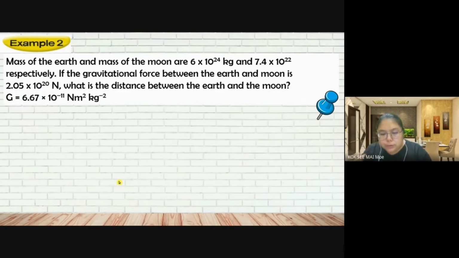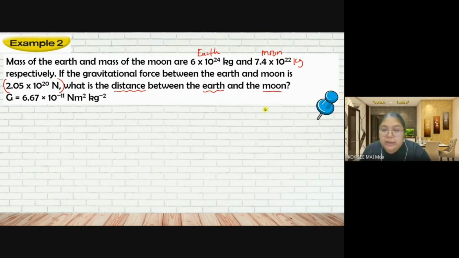Okay, example 2. We see the info: the mass of the Earth and the mass of the Moon. Now they're using Earth and Moon already. So this one is Earth, and after that, this one is the Moon. If the gravitational force between the Earth and the Moon is provided, what is the distance between the Earth and the Moon? So in this question, they want you to find the distance.